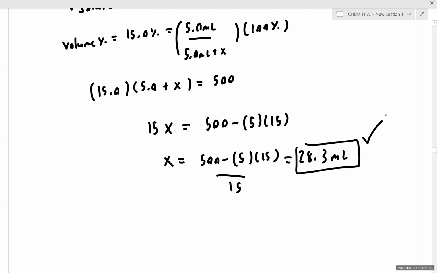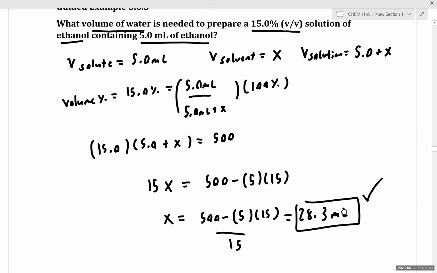There we go. So it's very similar to our previous mass percent problems, except this time we're solving for the volume of our solvent. Does this make sense to everyone so far? Any questions on this example?